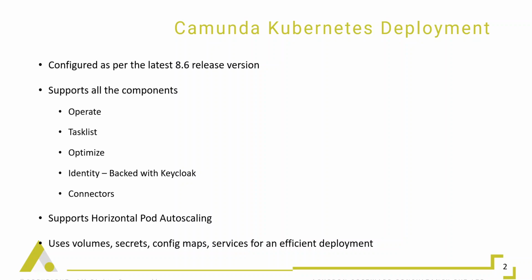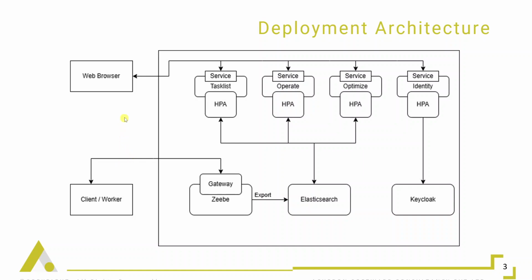We have also leveraged Kubernetes components like persistence volumes, secrets, ConfigMaps, horizontal pod autoscalers, deployments, stateful sets, and services for an efficient deployment. Now let's take a look at the deployment architecture of this Helm chart, where we can see that all the core components, that is Tasklist, Operate, Optimize, and Identity, are attached to a service for neat and stable communication.